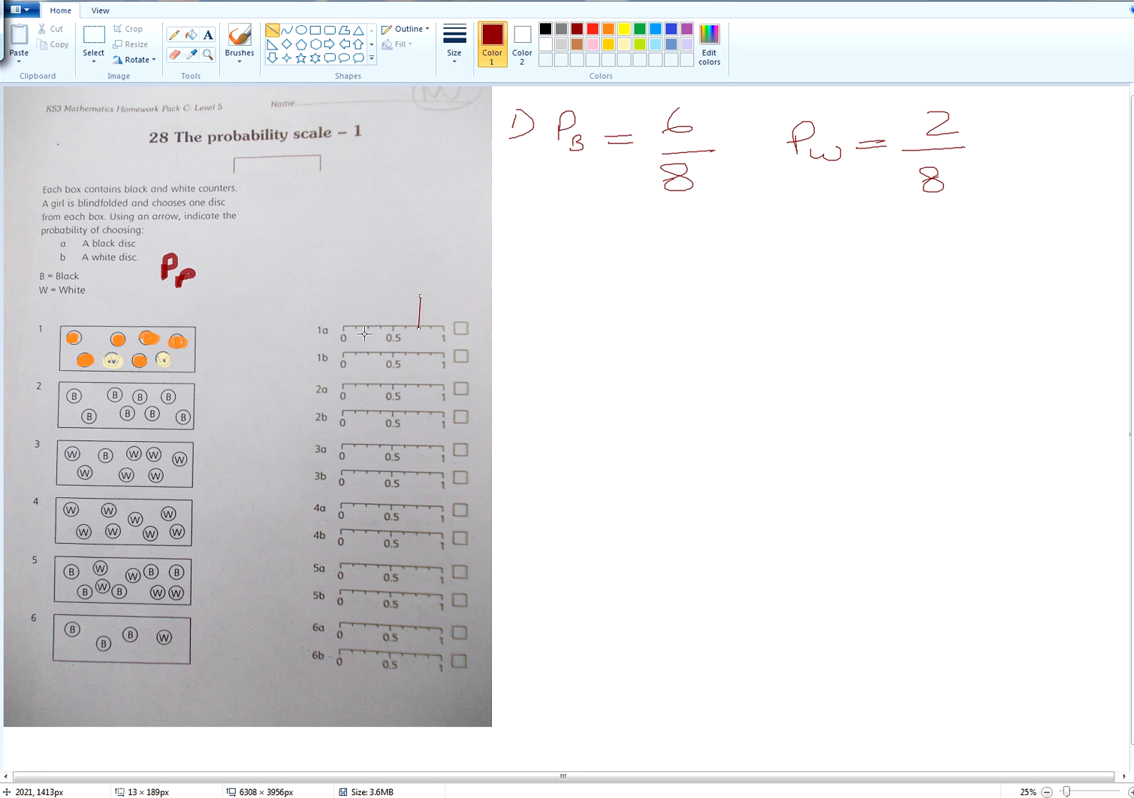Probability of white is 2/8. So we need another line pointing at 2/8. Are we happy with that? So put an arrow ahead of that if you like. And we can say this is the probability of a black, and this one here is the probability of a white. Okay, so what we are doing here is finding out what the chance of getting a black one is. So we put the answer here, and put the probability of a white one here, and then we're putting it onto a number line, a probability line. Okay, are we happy with that one?